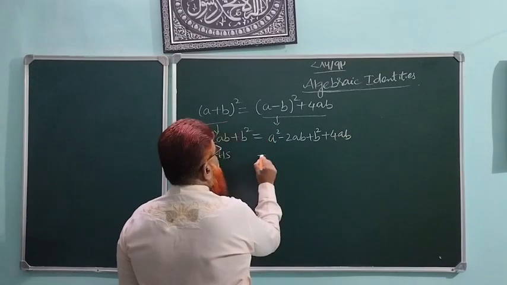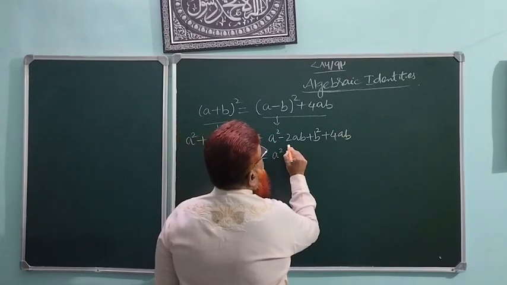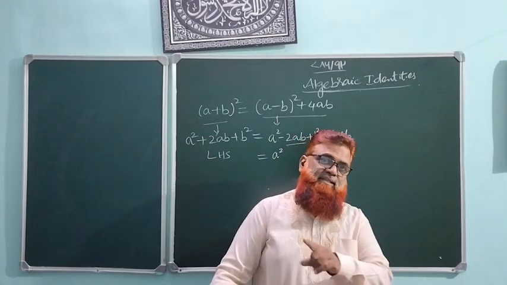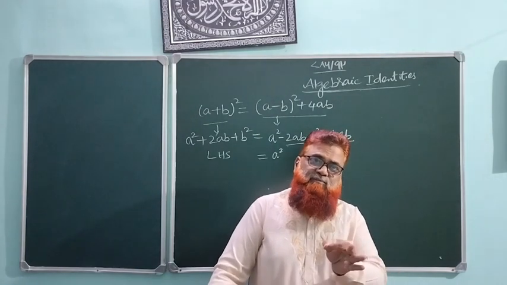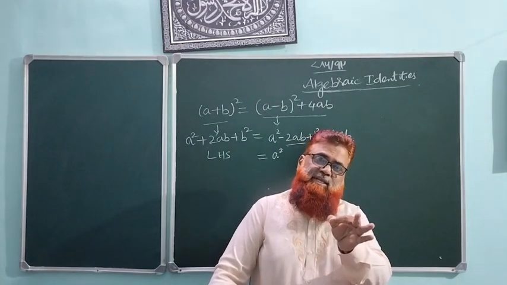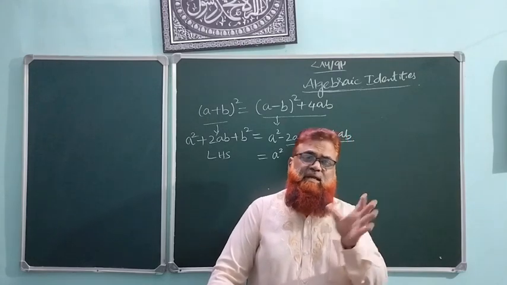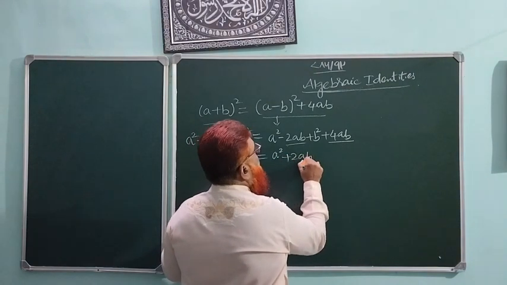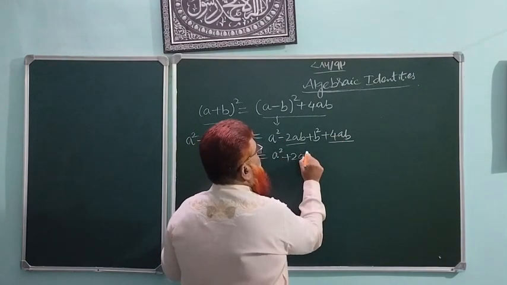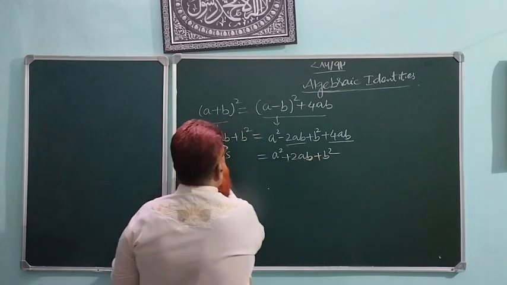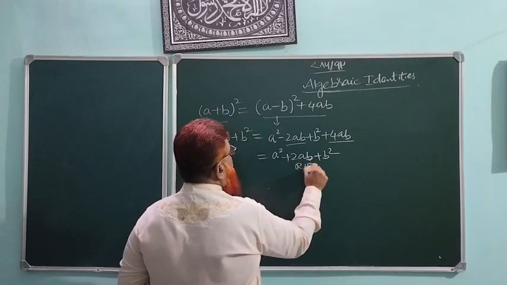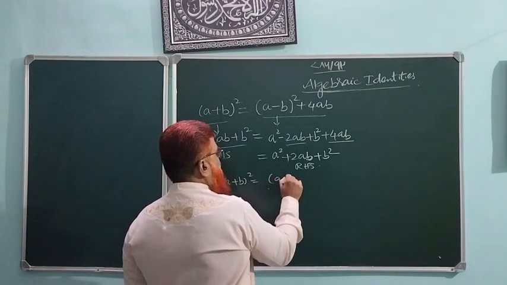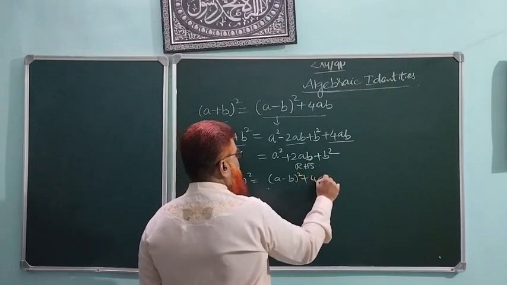Now this is equal to a square. Here minus 2ab and plus 4ab are like terms, but one is minus and another is plus. Plus 4 is the greater term and minus is the smaller one, so we take plus 2ab. Isn't it? Minus 2ab plus 4ab is plus 2ab, plus b square. Have you proved it or not? LHS is equal to RHS. A plus b whole square is equal to a minus b whole square plus 4ab.